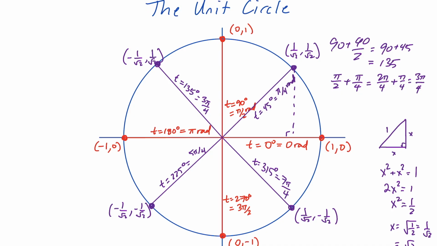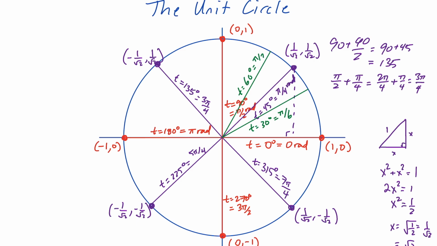All right, so we have another set of points to do. It's going to get a little cluttered here, but we're going to do 30 degrees, which is right about there. 30 degrees is pi over 6. And we're going to do 60 degrees, which is right about there. So this is 60 degrees or pi over 3.